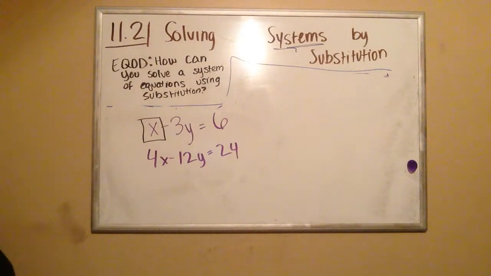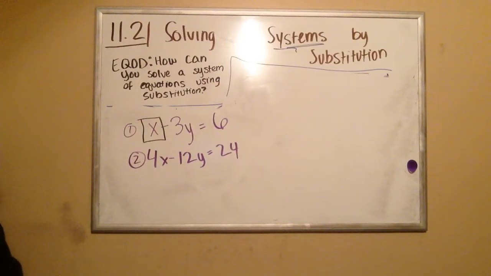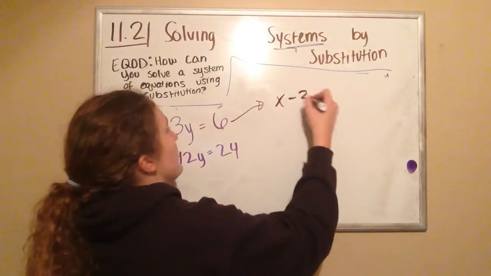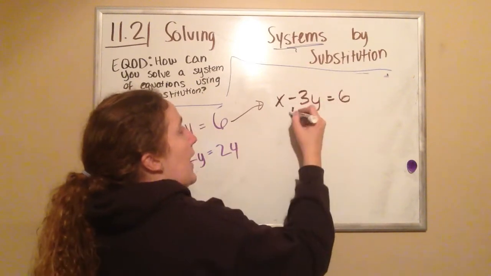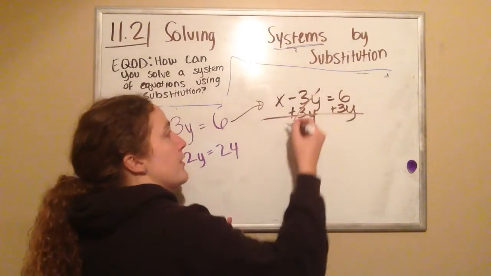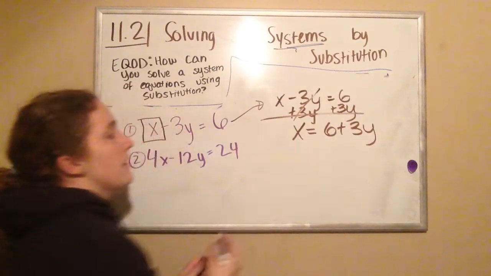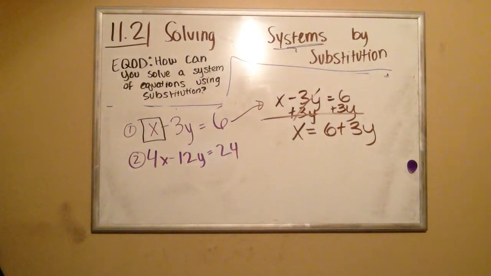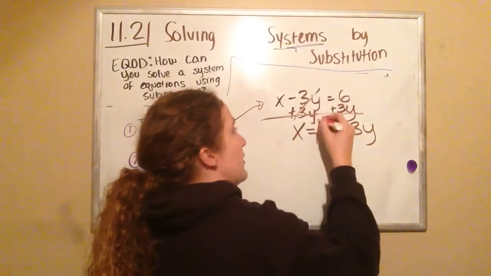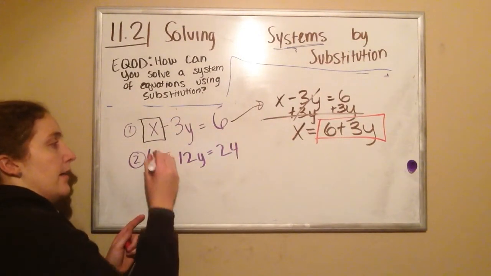So I'm going to pick equation 1, and I'm going to pick the variable x to get by itself. So when I take this over here, I get x minus 3y equals 6. I got to add 3y to both sides. Why? Because I'm trying to get the x by itself. Those add to 0. We get x is equal to 6 plus 3y. Perfect. The x is by itself. That's exactly what we wanted. We wanted the x to be isolated, so I could take this block, literally pick it up, and put it in for x right here.